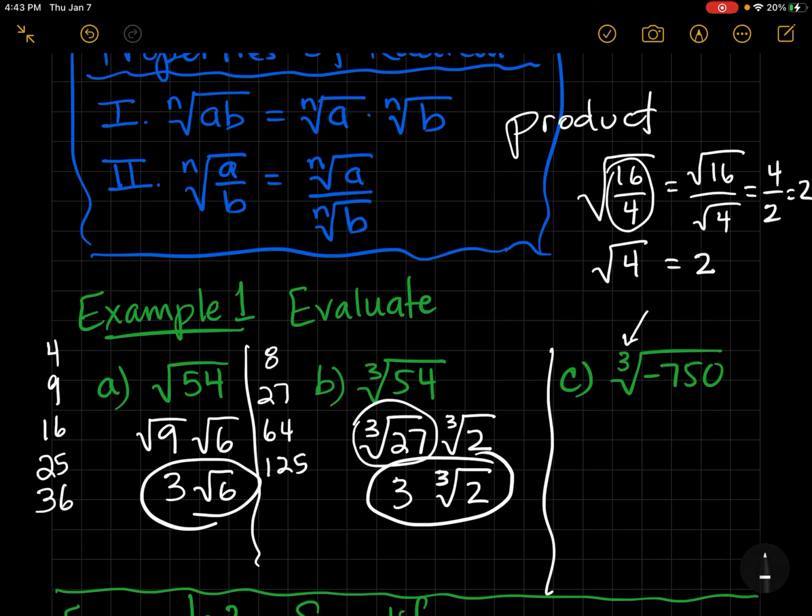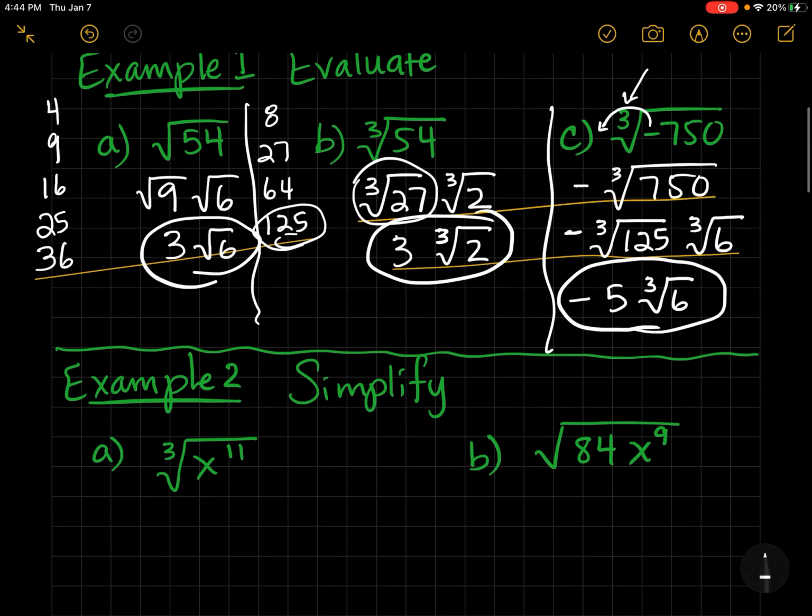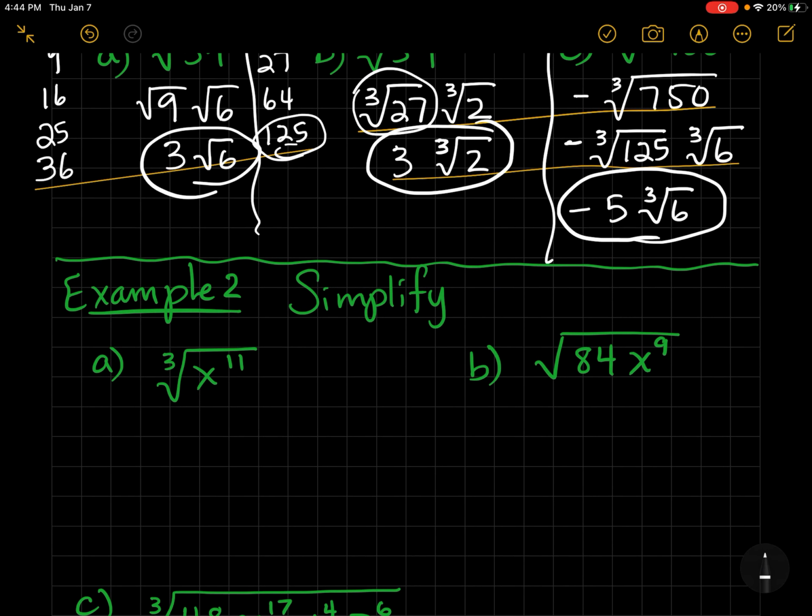So what we're looking for here, first of all, we know that the negative can just come out front. So we're really just taking the cube root of 750, and 125 goes in 6 times. So we got our negative sign, we got 125 times 6. So my answer is negative 5 times the cube root of 6. And that's how we simplify that. And with a little practice, you'll be an expert.